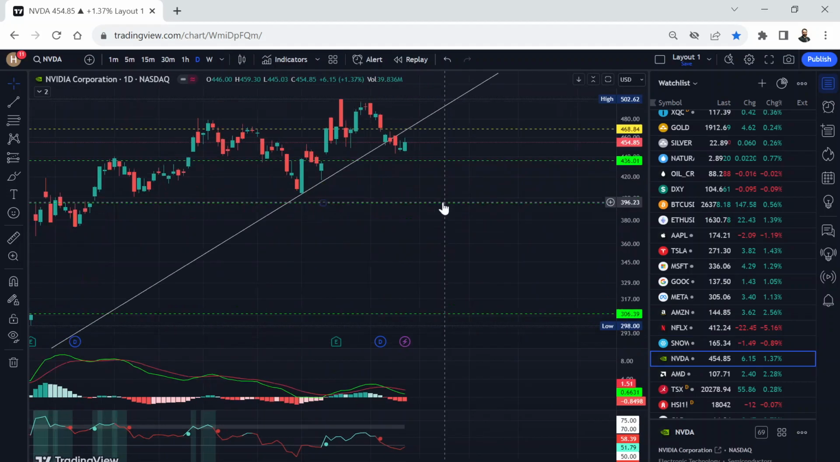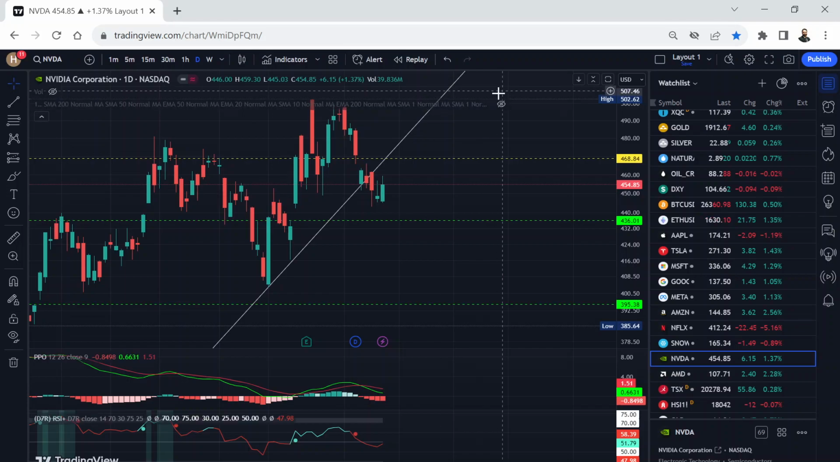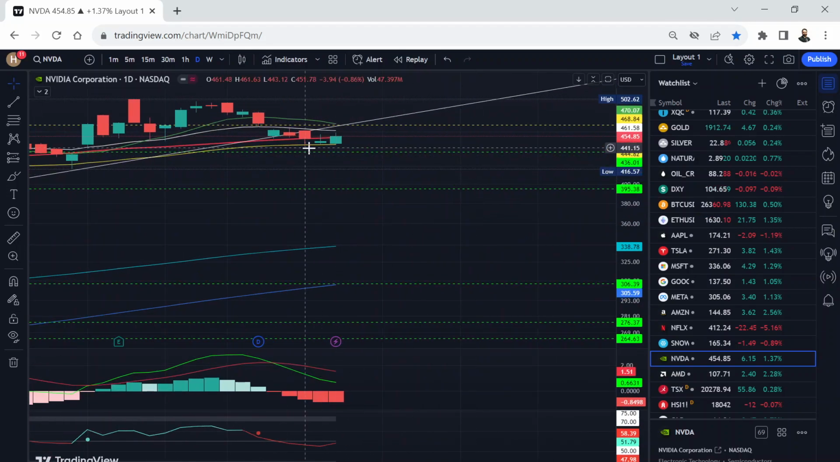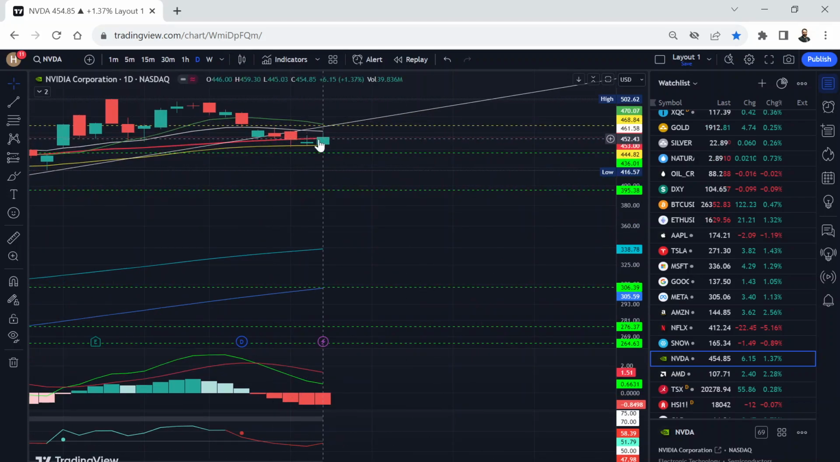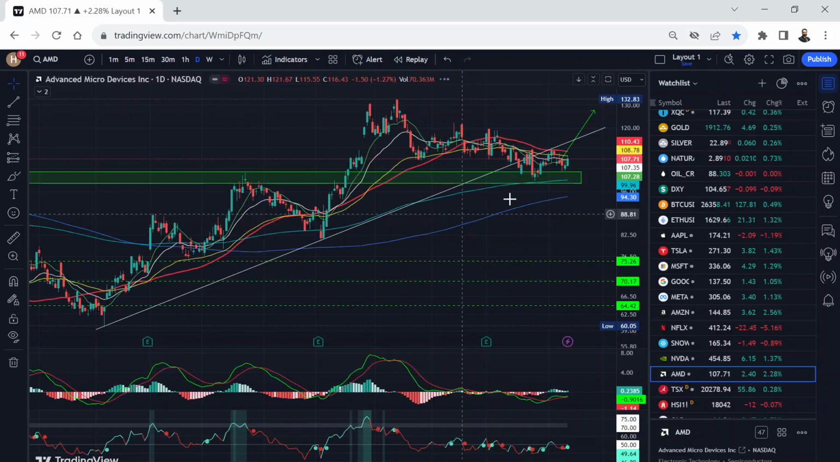NVDA looking okay, still below this trend line. And let's bring in those moving averages to see if we can get some idea. And it's holding this 50 EMA, okay? And it's above this 50 SMA, both lines, which is a good close from NVIDIA's point of view.